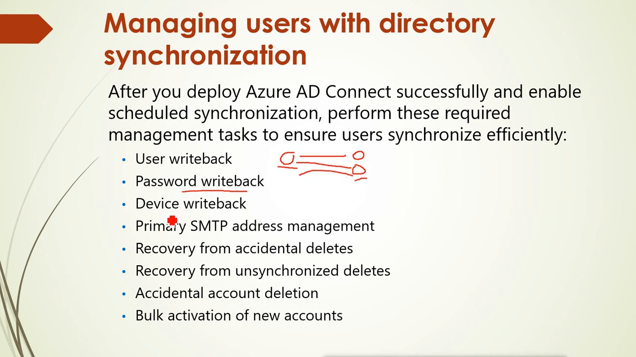We can also use the device write back, for the device authentication. Primary SMTP address management, the address for the SMTP mail services. We should manage the primary address, like the main primary address we use for both AD and Azure Active Directory. Recovery from credential deletes. If suppose the credentials are deleted, then we should have a recovery, like a recycle bin we should have.